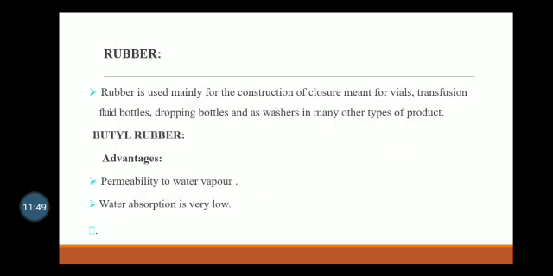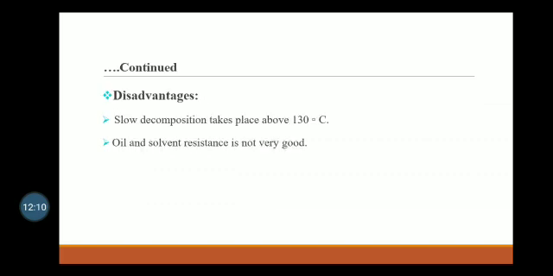Rubber. Rubber is used mainly for the construction of closures meant for vials, transfusion fluid bottles, dropping bottles, and as washers in many other types of products. Butyl rubber advantages: low permeability to water vapor, water absorption is very low. Disadvantages: slow decomposition takes place above 130 degrees Celsius. Oil and solvent resistance is not very good.